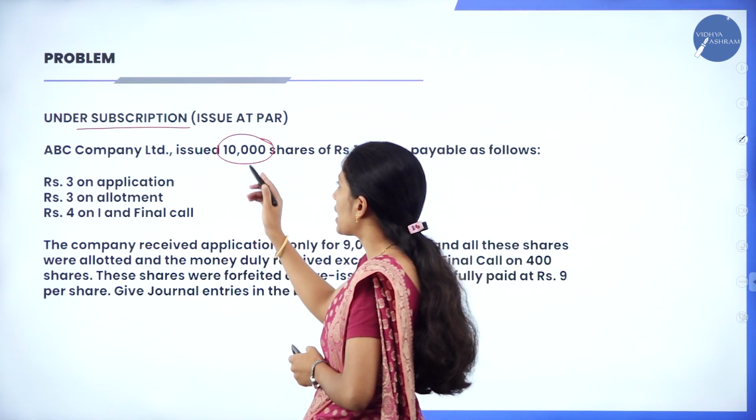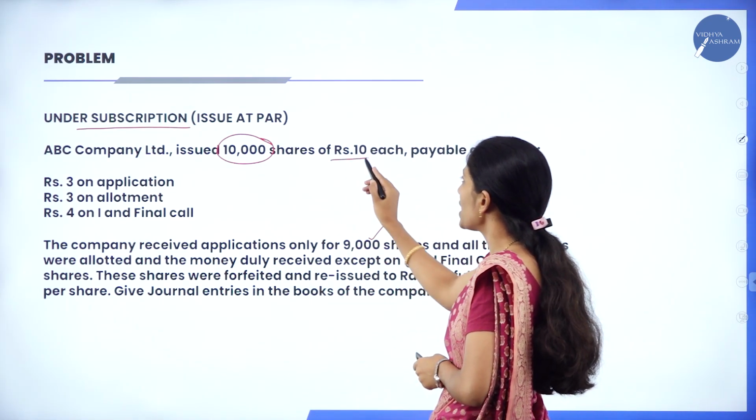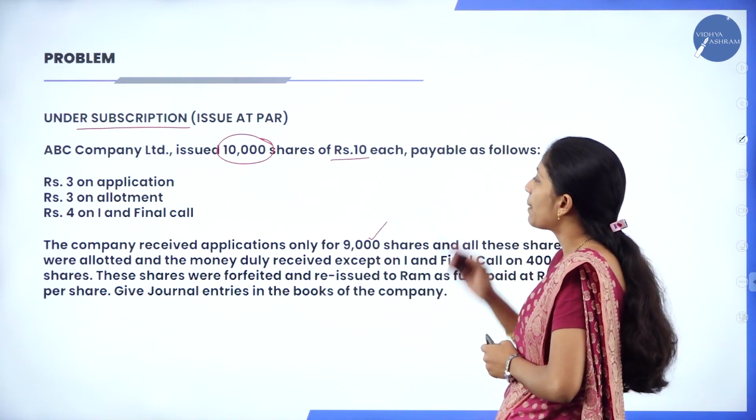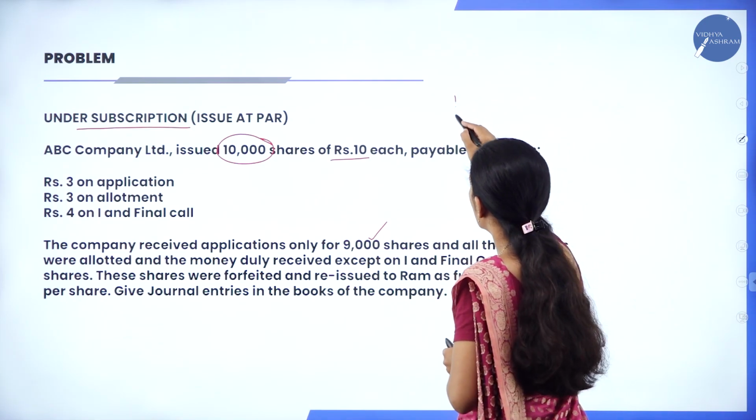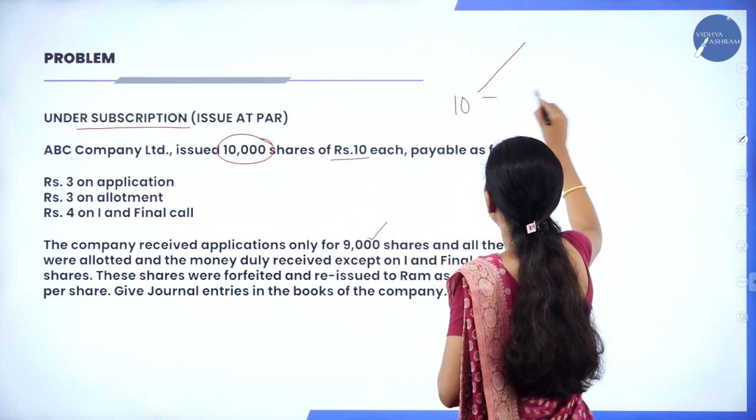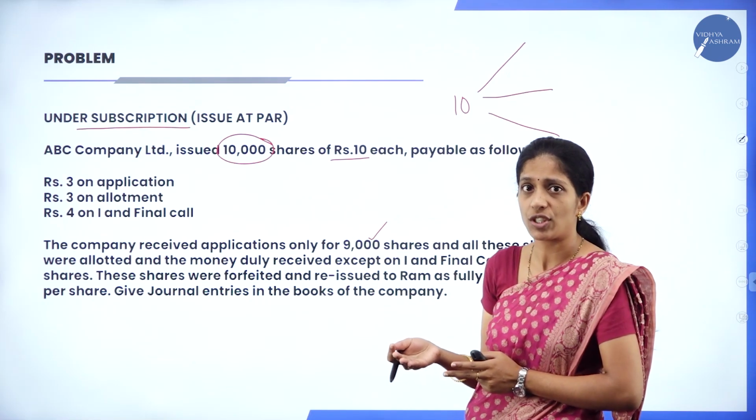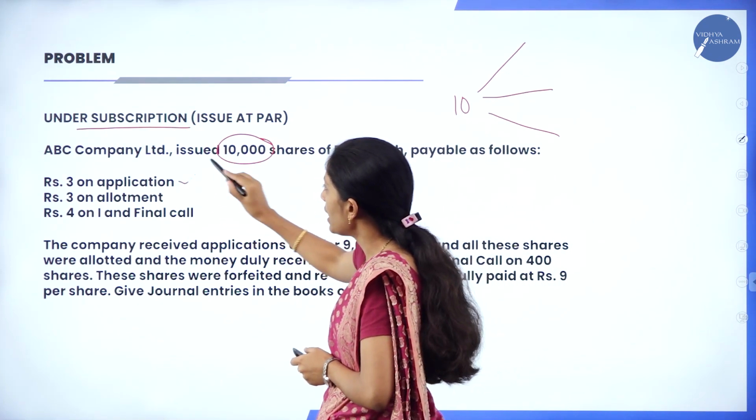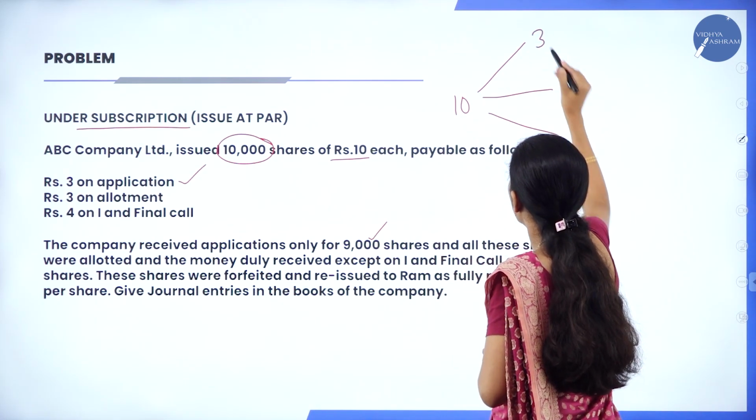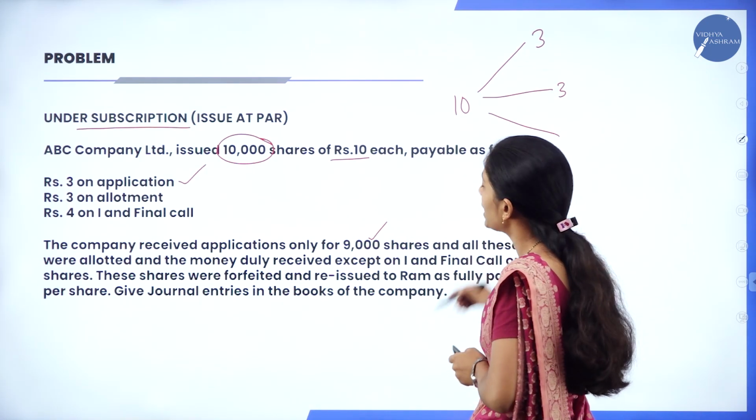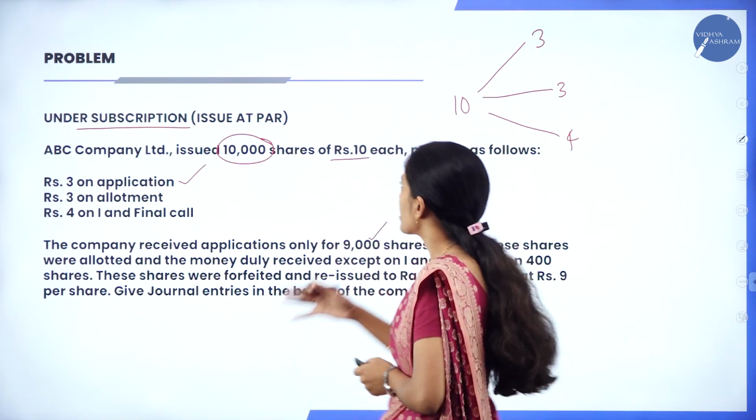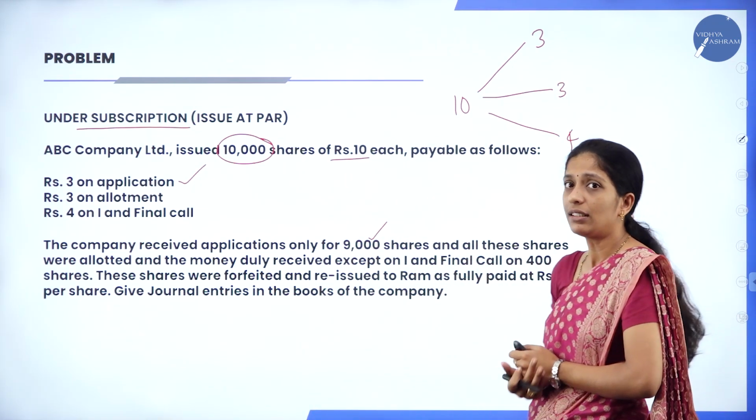Now go through the problem here. ABC Company Limited issued 10,000 shares of rupees 10 each. So what is the value of each share? 10. Payable as follows. Now let us see the stages in which they can recover this 10 rupees. That is 3 on application, 3 on allotment and 4 on first and final call. So this is how they are going to collect the 10 rupees.